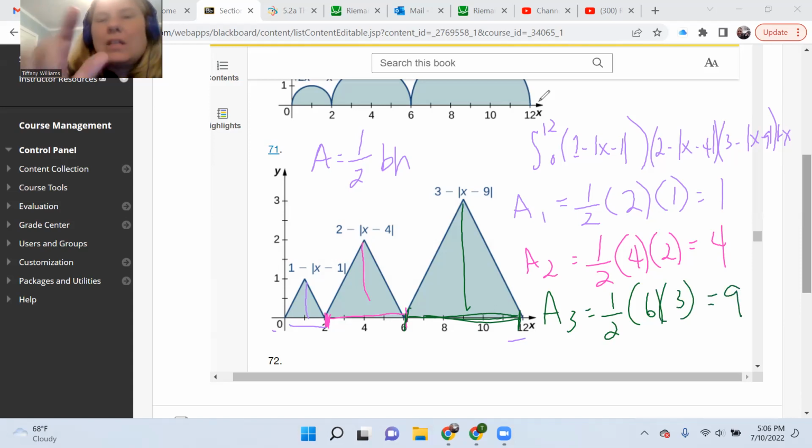If I add all of these values up, because I want the total area under this, 1 plus 4 plus 9 is going to give me a grand total of 14. So that's actually the integral from 0 to 12. Now, if any of these pieces had been below the x-axis, I would have subtracted them out instead of adding them.